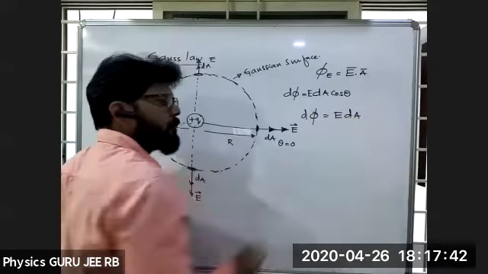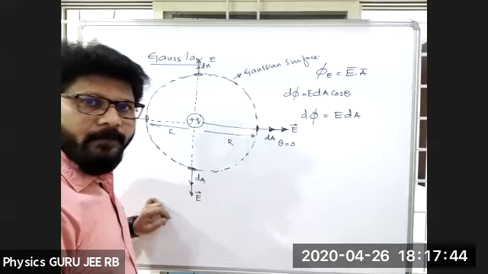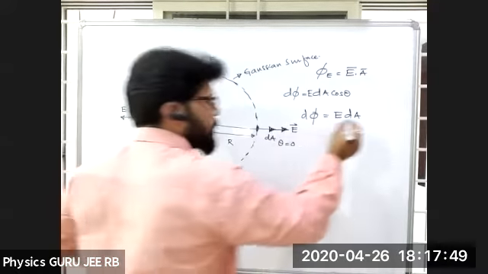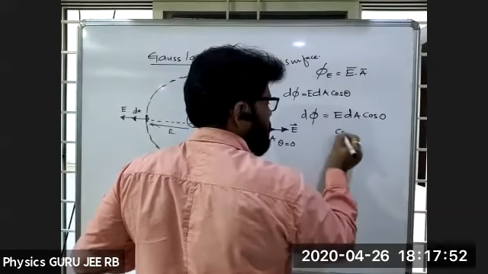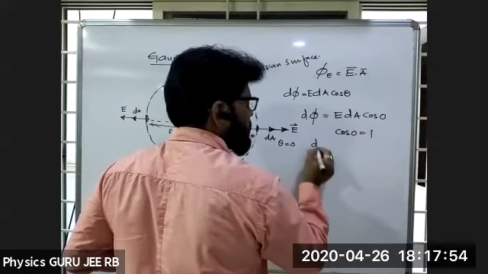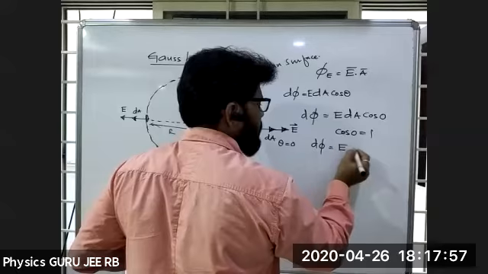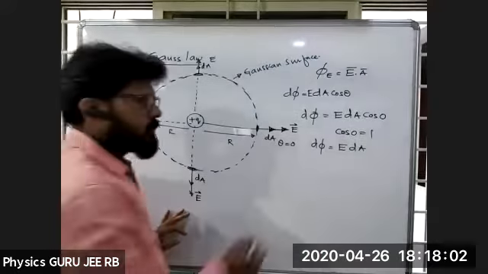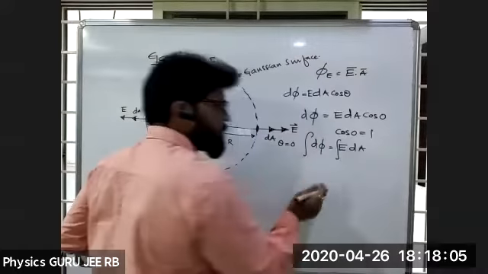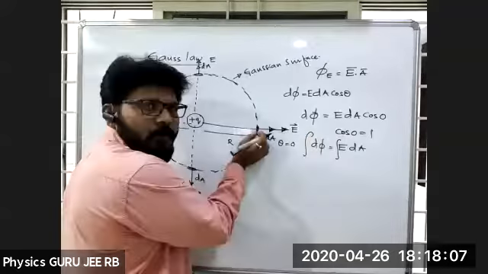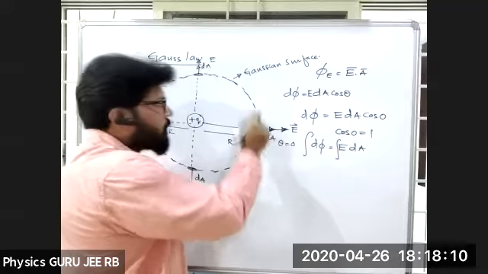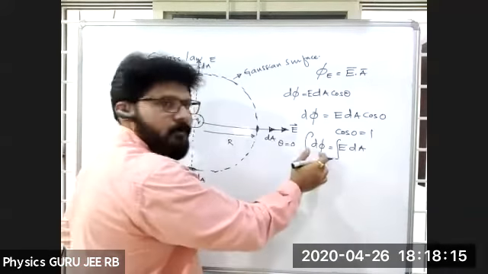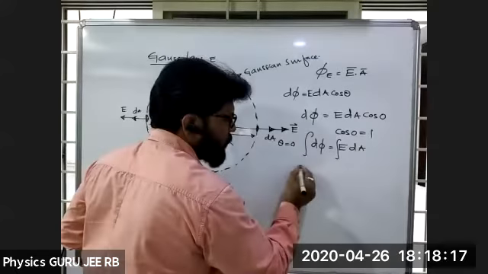If you substitute here, d phi is equal to E into dA. Because cos 0 is nothing but 1. So d phi is equal to E into dA. Now it has to be integrated on both sides. This is nothing but the flux due to this small surface. So I want the total flux through this particular charge. Then integration of d phi is nothing but phi I'll be getting.